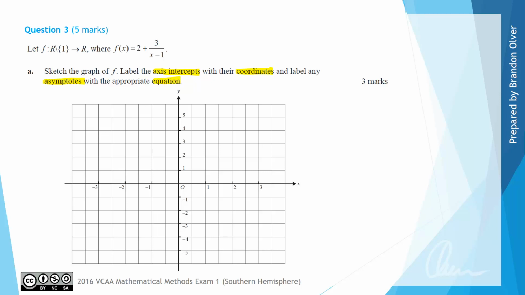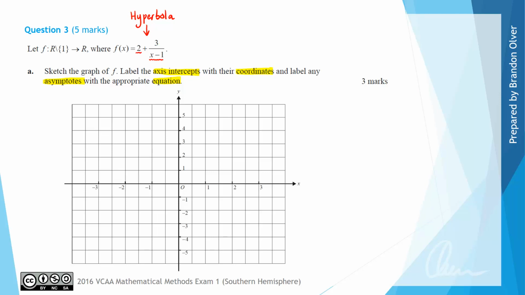The first thing that's important in this type of question is to work out what type of graph we're actually dealing with. Because we have a 1 over x type situation, we know that this graph is in fact a hyperbola. And if we are dealing with a hyperbola, this plus 2 constant out here and the x subtract 1 on the bottom line gives us important information about our asymptotes.